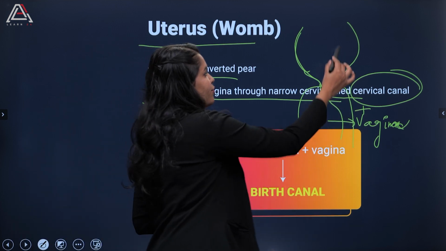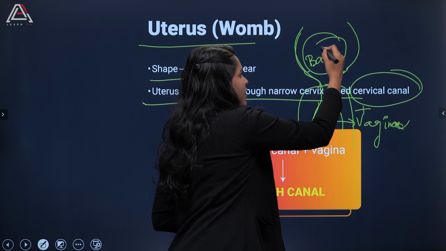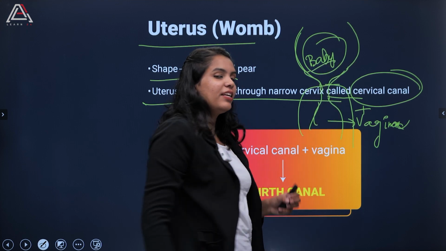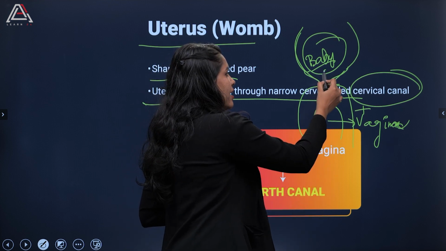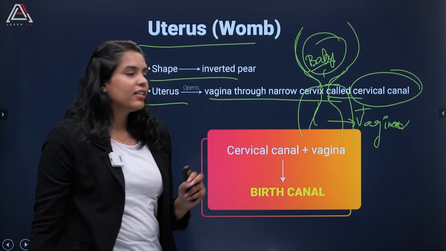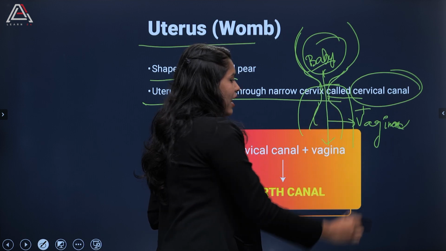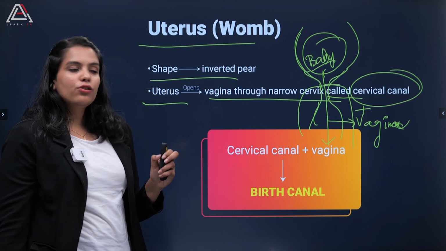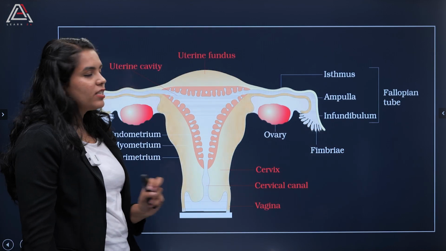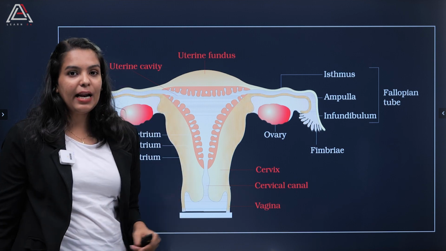Like I said, the uterus is considered the womb. The baby is brought up here, that is, the fetus is developed inside the uterus, and at the time of delivery the cervical canal and the vagina will act as the birth canal. Alright, let me show you all of the structures in the female reproductive system diagram itself.